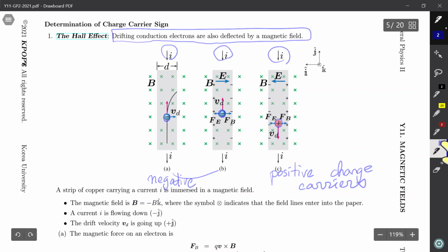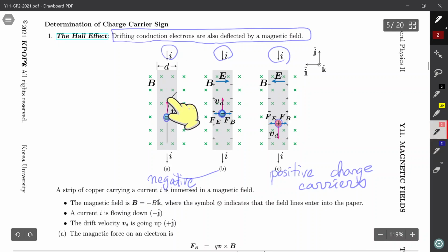Current I is flowing down. The drift velocity is going up. Again, for the negative charge, the drift velocity is going up. For the positive charge, the current is parallel to the drift velocity. Okay.